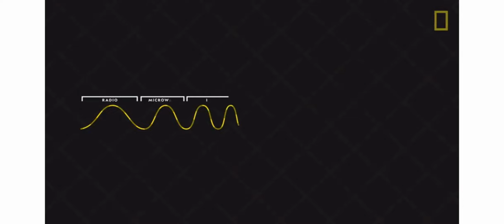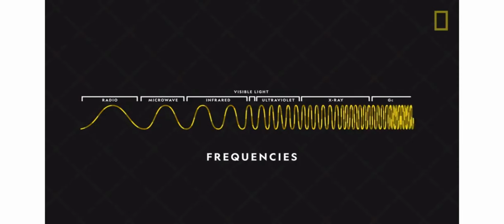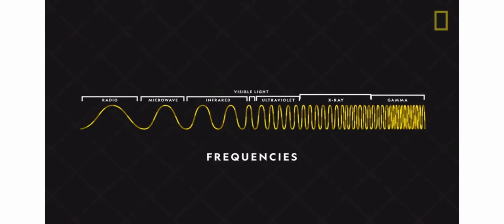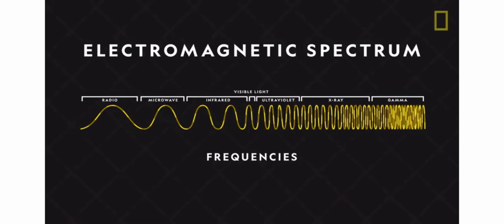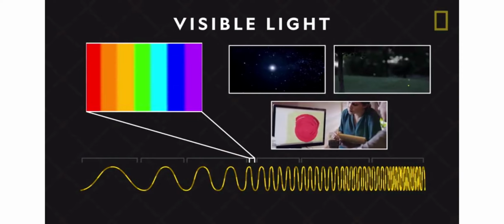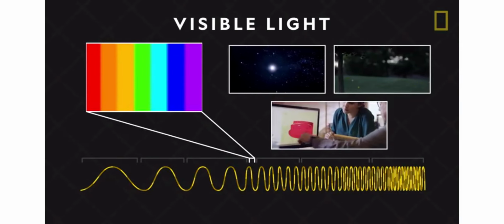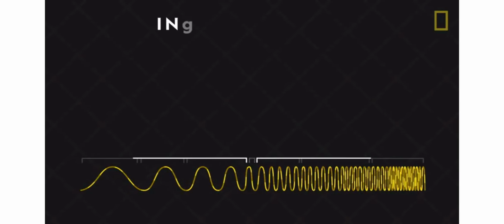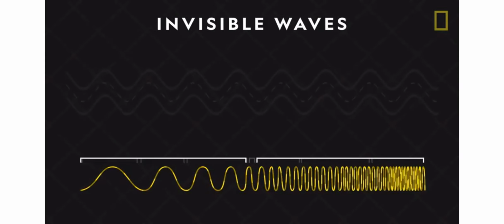The intensity of this radiation is determined by its frequency. These frequencies make up what's known as the electromagnetic spectrum. Near the middle of the spectrum is visible light, such as light emitted by stars, fireflies, and computer screens. On either side are invisible electromagnetic waves.